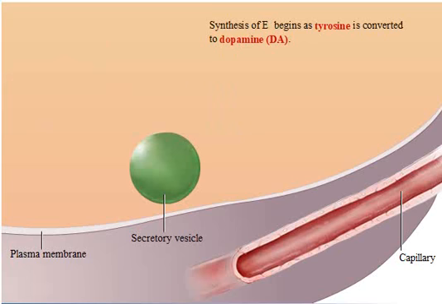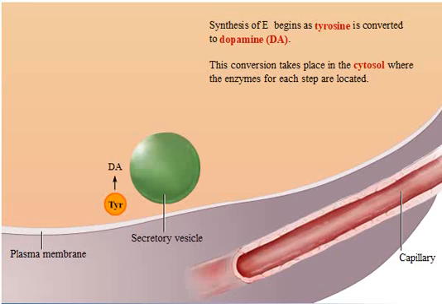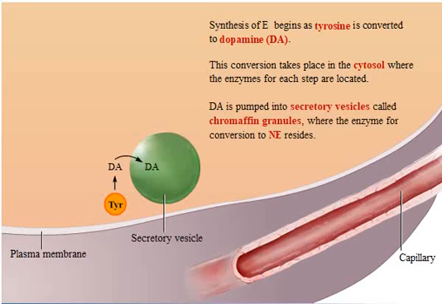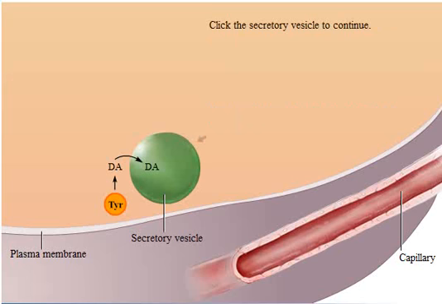Synthesis of epinephrine begins as tyrosine is converted to dopamine. This conversion takes place in the cytosol where the enzymes for each step are located. Dopamine is pumped into secretory vesicles called chromaffin granules, where the enzyme for conversion to norepinephrine resides. Click the secretory vesicle to continue.